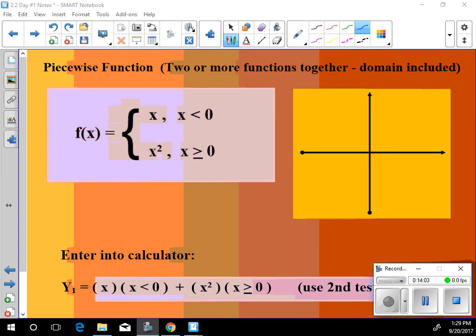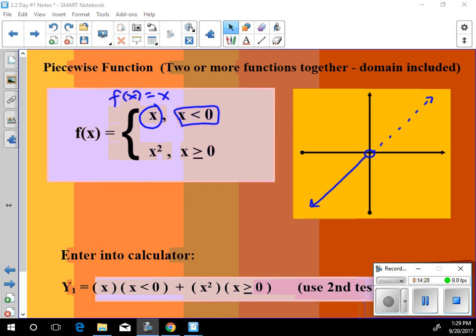Welcome back. We have 57 seconds. We're going to do piecewise functions in 57 seconds. F of x equals x for x less than 0. Well, the function y equals x would look like this. The dotted portion no longer exists because I'm limiting the domain of that function to less than 0. Done. Half of it, finished.